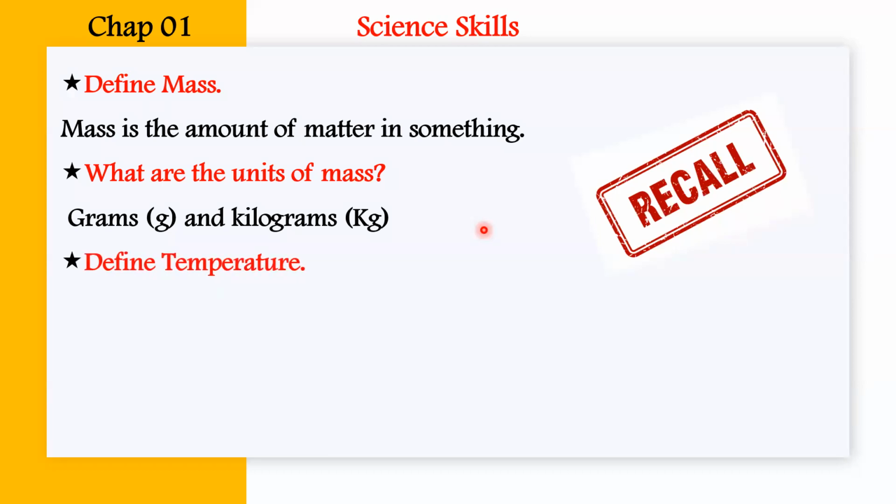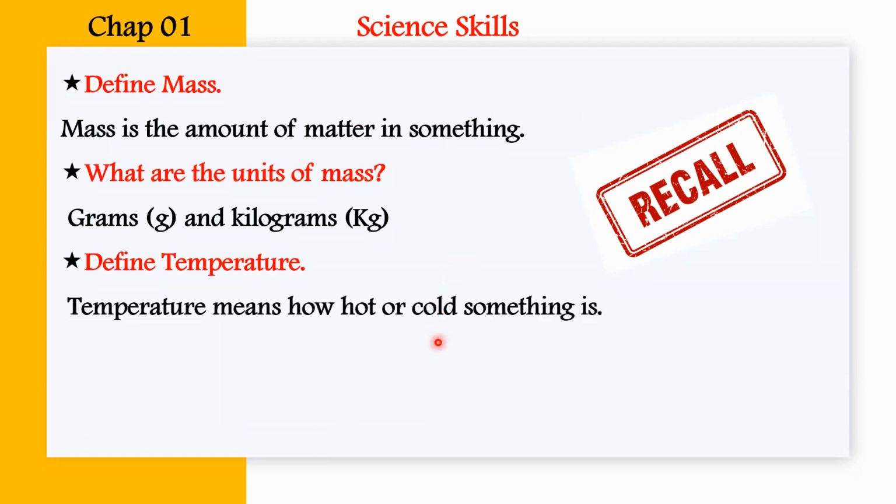Define temperature. I will ask this question from Ibrahim. Yes, sir. Temperature tells us how hot or cold something is. Very good, very nice. Temperature is the degree of hotness or coldness of a body, or how hot or cold something is. What are the units of temperature?